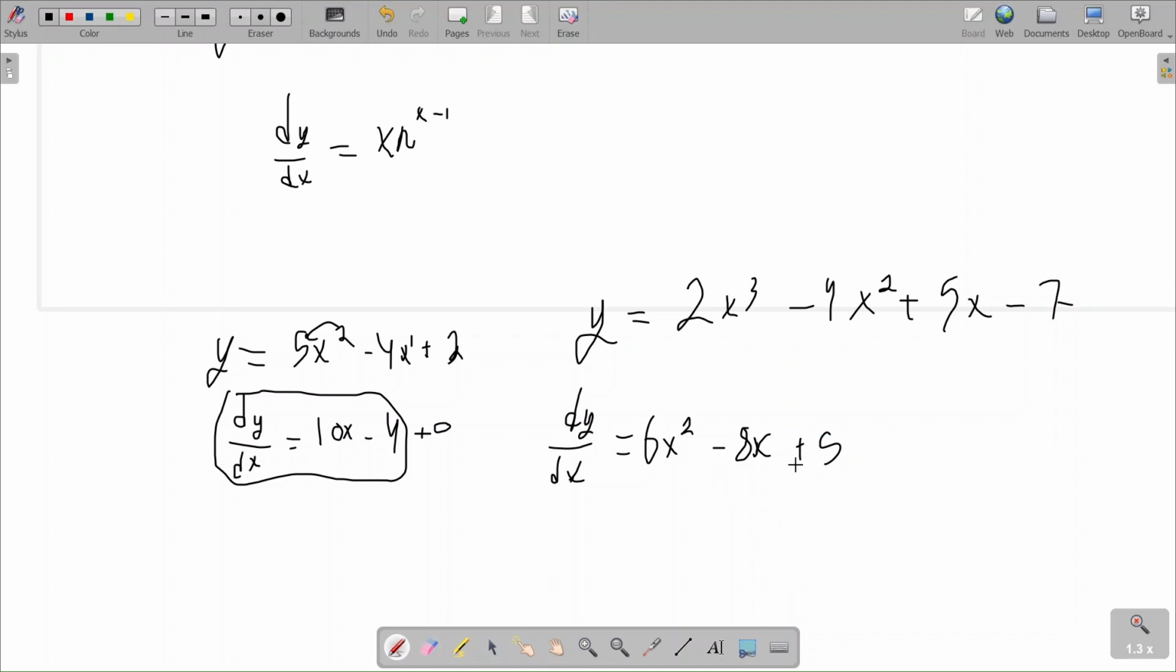Plus 5 times 1 is 5. Then 1 minus 1 is 0, so it's just going to be 1. So plus 5 minus 7 to the power of 0, because remember, constants have a degree of 0.